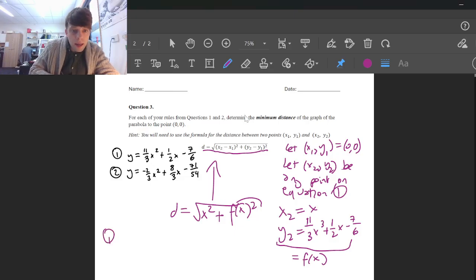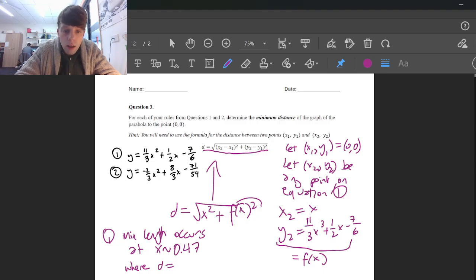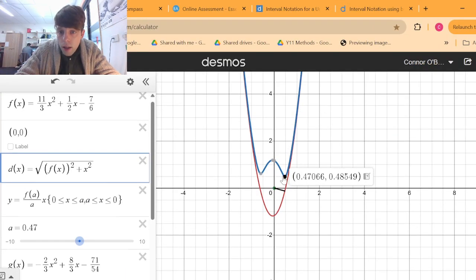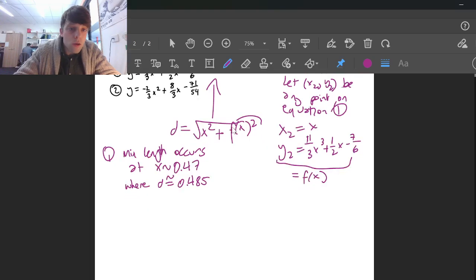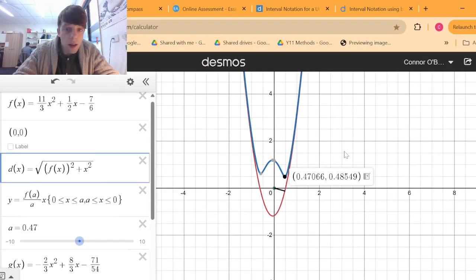For equation 1, the min length occurs at approximately, well, at x is approximately equal to 0.47. And at this point, the distance between these 2 points is equal to the y value here, which is 0.485. So where d is approximately equal to 0.485. Okay, so that's the first one, and I'll just repeat this again for the second equation just so you can kind of make sense of it.